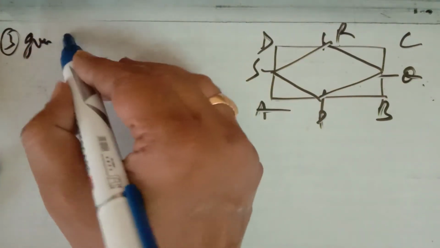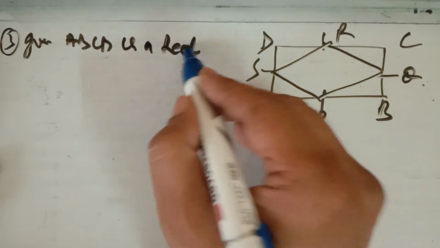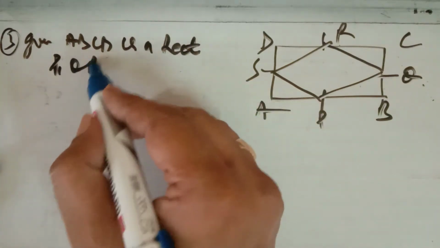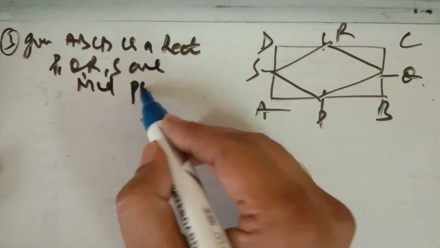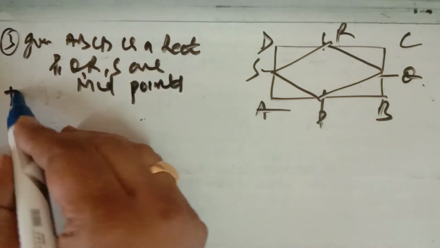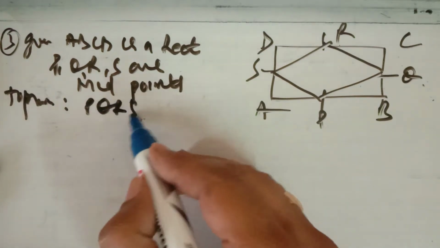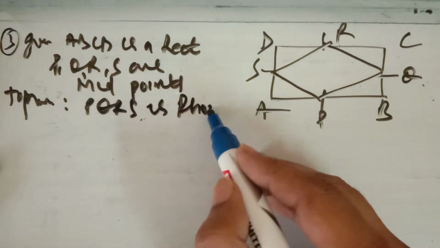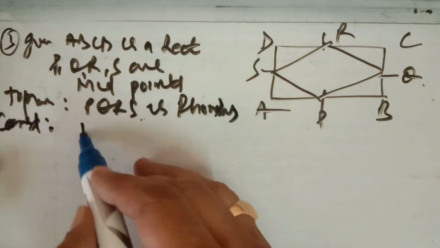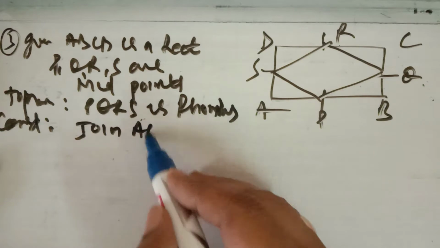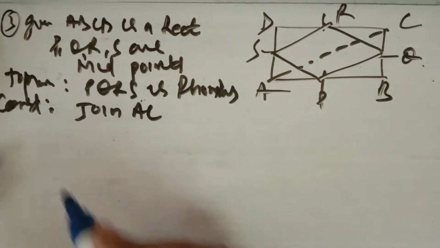So given that ABCD is a rectangle, P, Q, R, S are midpoints, and you have to prove that PQRS is a rhombus. So as usual, construct it: join AC and prove that PQRS is a parallelogram.